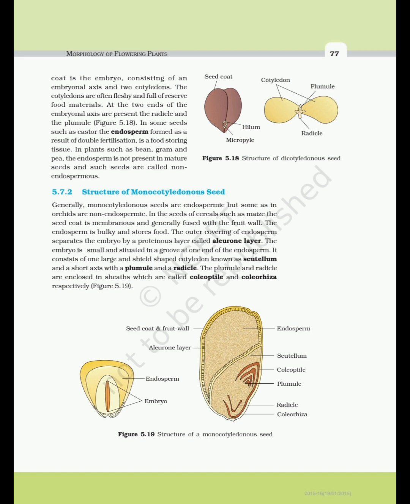In the seeds of cereals such as maize, the seed coat is membranous and generally fused with the fruit wall. The endosperm is bulky and stores food. The outer covering of endosperm separates the embryo by a proteinous layer called aleurone layer. The embryo is small and situated in a groove at one end of the endosperm. It consists of one large and shield-shaped cotyledon known as scutellum and a short axis with a plumule and a radicle. The plumule and radicle are enclosed in sheaths which are called coleoptile and coleorhiza respectively, figure 5.19.